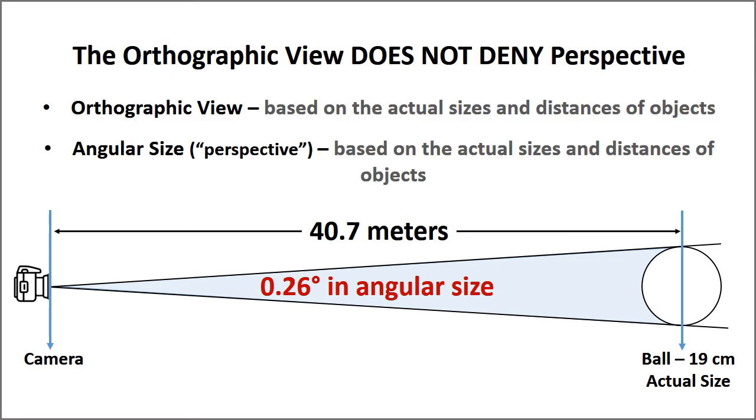So again, the orthographic view does not deny perspective, because both the orthographic view and angular size calculations are based on the actual sizes and the actual distances of objects. Now, Sly hasn't released the answers yet for his challenge, but if I am wrong, then my answers should not even be close.